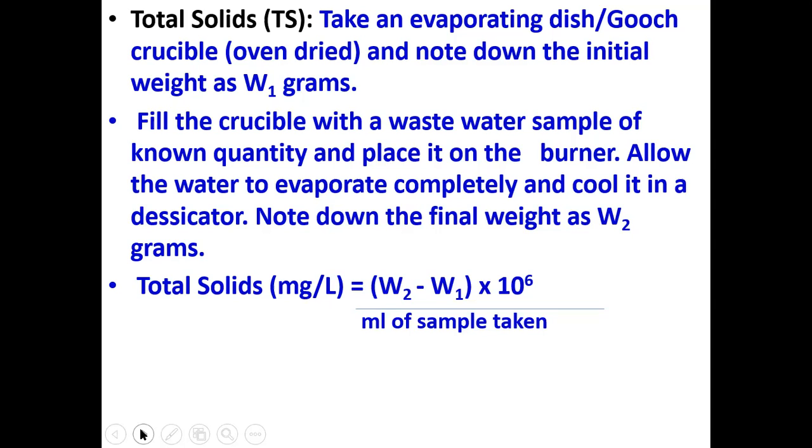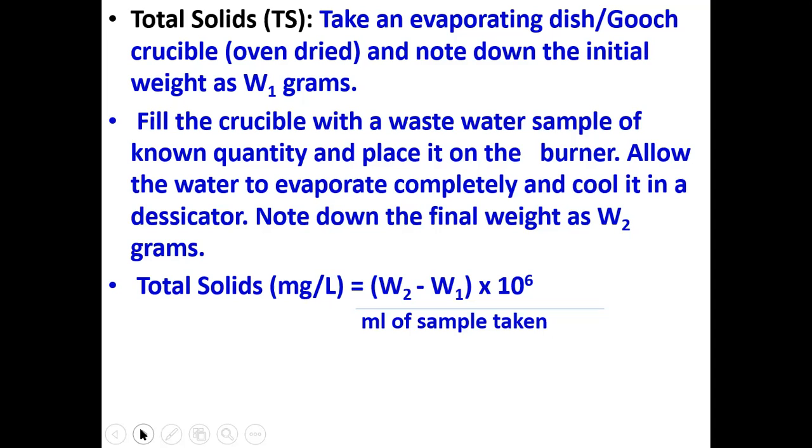Then cool down the crucible in a desiccator. Desiccator is a place where they put silica gel. Basically, atmospheric moisture will not come in. That is the reason why you have to keep it in a desiccator. Now once it is cooled in a desiccator at room temperature, take down that particular crucible and measure it as W2. You measure the weight of that crucible, it will be W2.